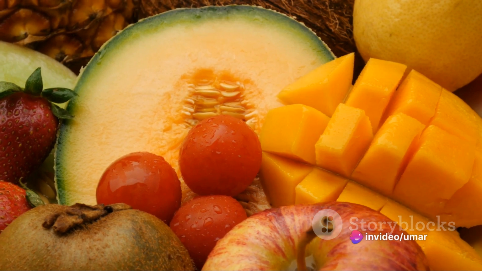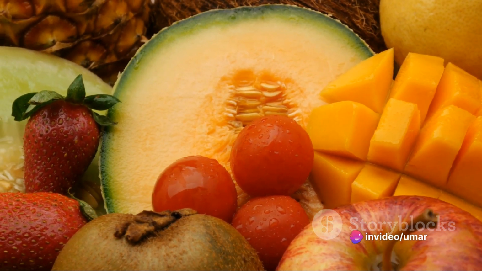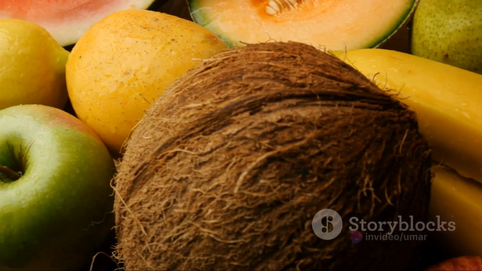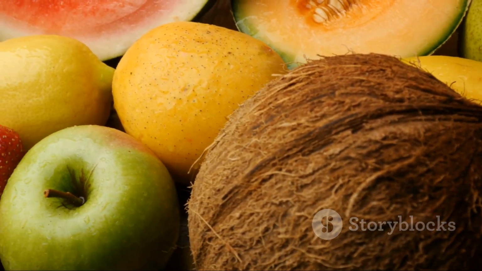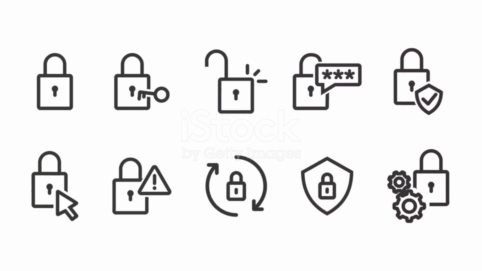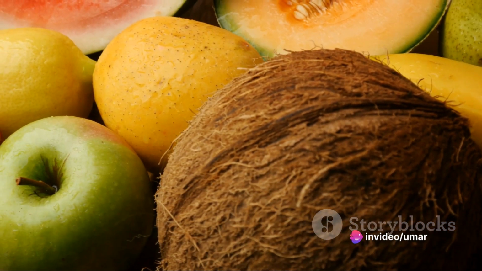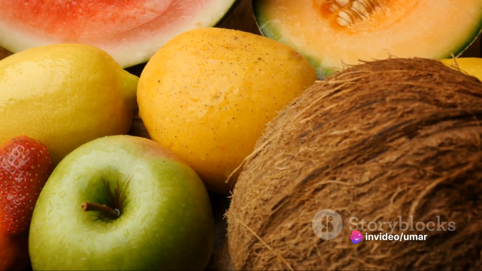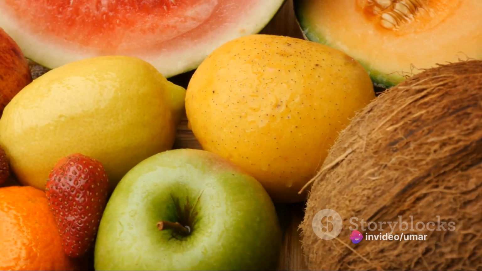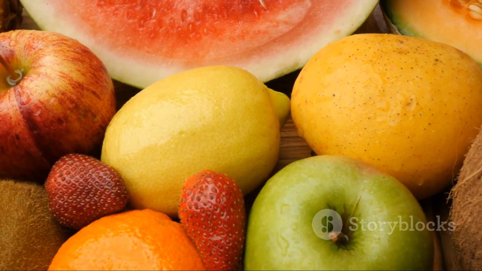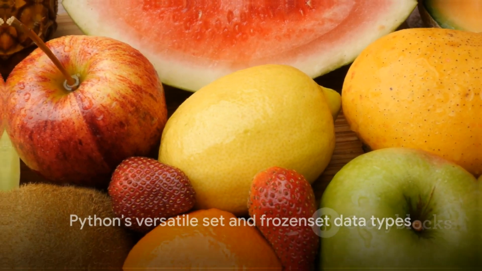Then we have frozen sets. They are just like sets, but with a twist. They are immutable, which means once a frozen set is created, you can't change its items. It's like a set, but with a no takebacks policy. An example of a frozen set would be frozenset. So, whether you need a mutable collection of unique items or an immutable one, Python has got you covered with set and frozenset data types. And with that, we've covered set data types.